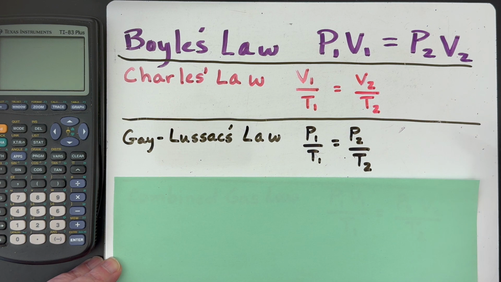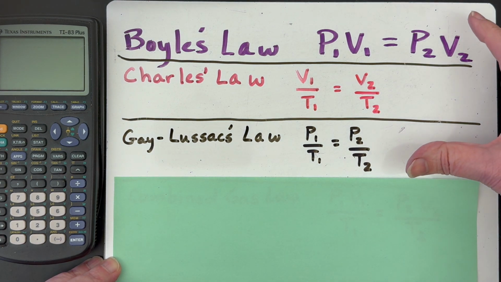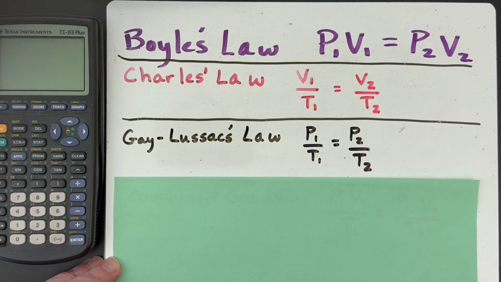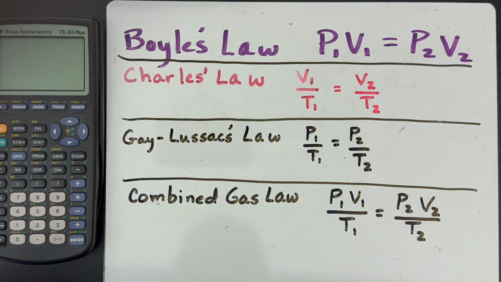What if nothing's constant? What if pressure, volume, and temperature are all three changing? We can combine these three laws into one law called the combined gas law. And the combined gas law looks like this. We have starting conditions on the left side of the equal sign, pressure times volume divided by temperature, equals our ending conditions, pressure times volume divided by temperature.